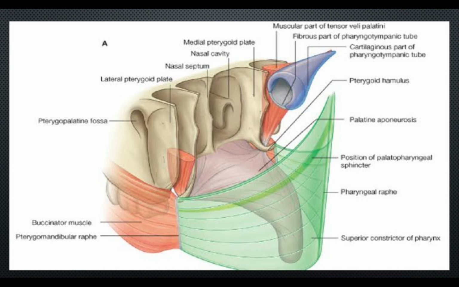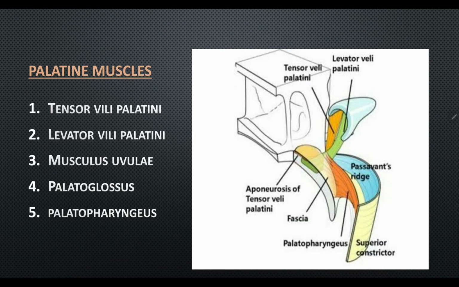This is a diagram from Gray's Anatomy depicting all the muscles of the palate. First is levator veli palatini, which elevates the palate. Then is the tensor veli palatini. This muscle tenses the palate. Musculus uvulae is present in the uvula, and then palatoglossus and palatopharyngeus. We are more familiar with these two muscles because palatoglossus forms the anterior pillar and palatopharyngeus forms the posterior pillar. Within these two pillars we have the palatine tonsils.